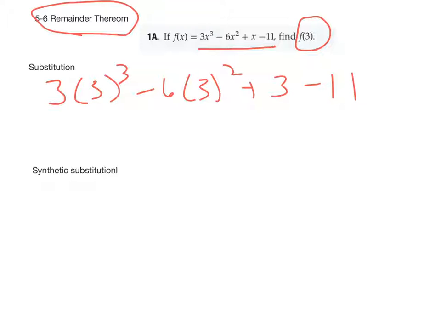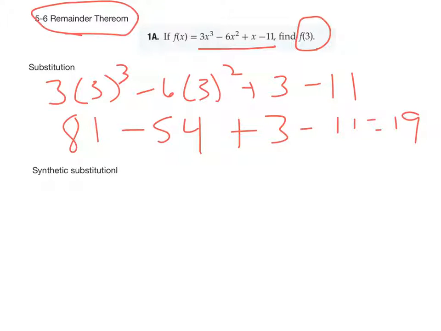This is 27 times 3, which is 81, and this is 9 times 6, which is minus 54, plus 3 minus 11. If I do that math, I end up with 19. So the f of 3 function equals 19. Now that's how we've done it before.